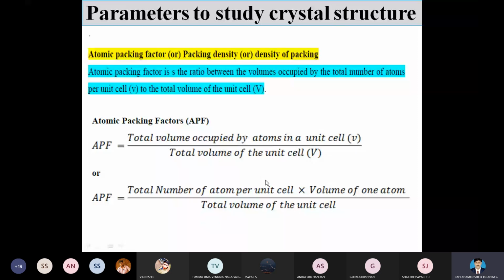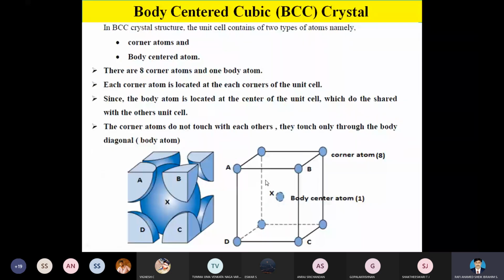So let's start today's class. Today's concept is the BCC crystal structure. We are going to consider the body-centered cubic crystal structure.